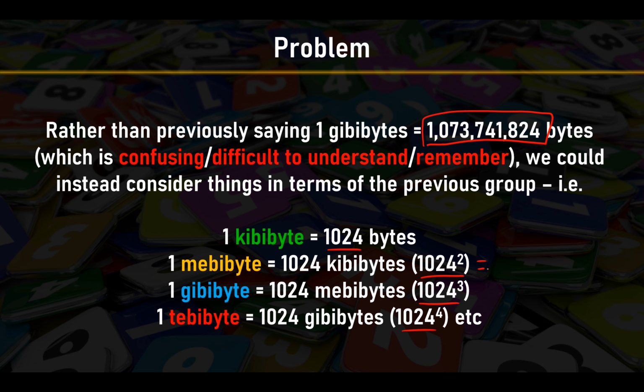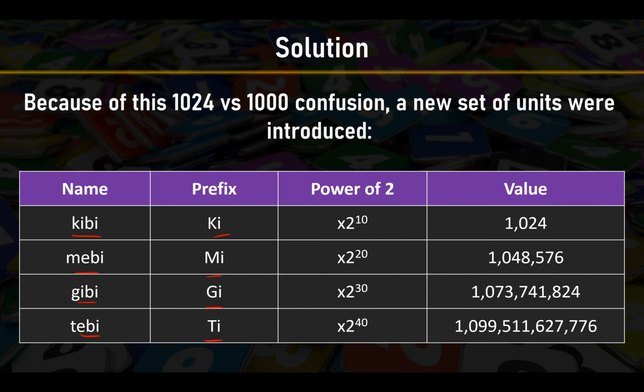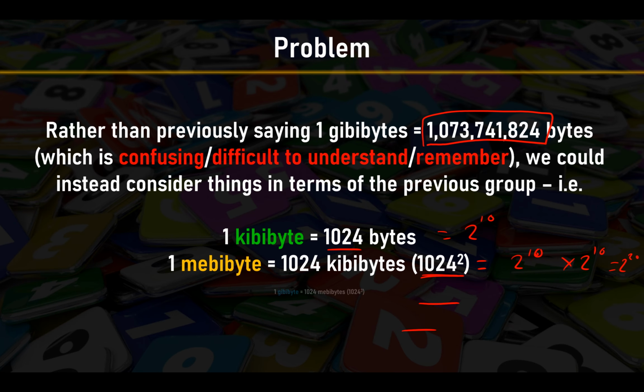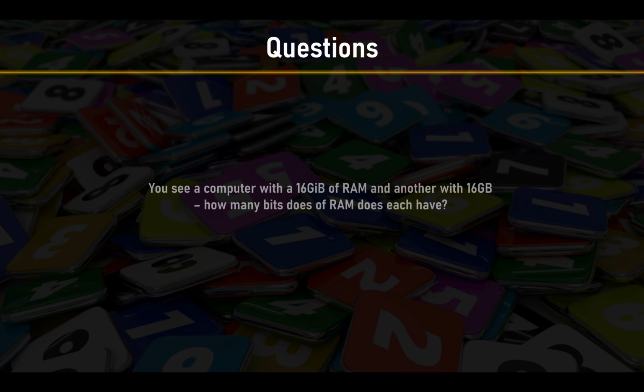The reason this works is because 1024 is 2 to the power of 10. Therefore, 1024 squared is 2 to the power of 10 multiplied by 2 to the power of 10, which just equals 2 to the power of 20. If we go back here, this is 2 to the power of 20, and this is 2 to the power of 30. So that's why this rule works.